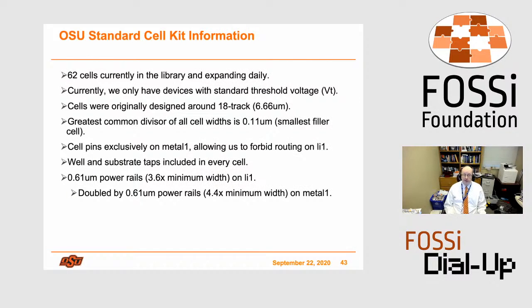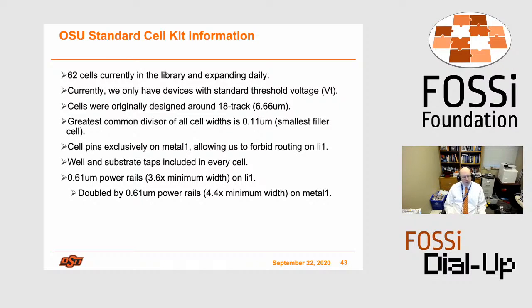We currently have 62 cells, but we're expanding them even as we speak. We currently only have devices that have standard voltage threshold, so we hope to expand out with multiple thresholds like the SkyWater cells. Again, we used an 18 track or 6.6 micron, and our greatest common divisor of all our cells is about 110 nanometer, which is for the smallest filler cell.